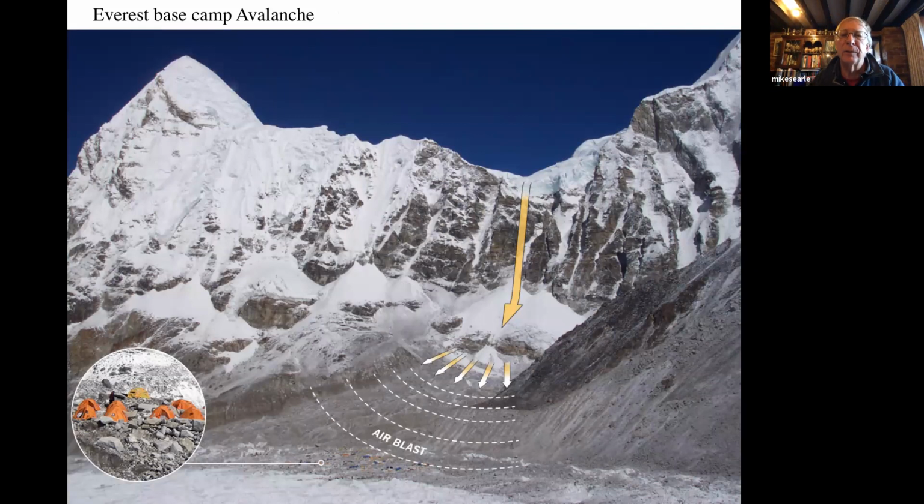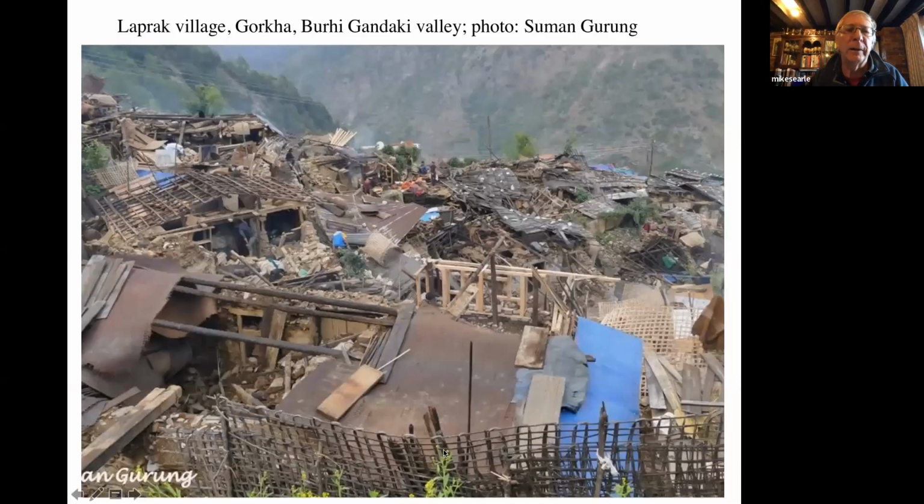On Everest, there was a massive avalanche. All of this debris here from the border ridge region collapsed, and the air blast went right the way through Everest Base Camp, which is down here. Several people, I think 15 people, were killed just in their tents at Everest Base Camp.